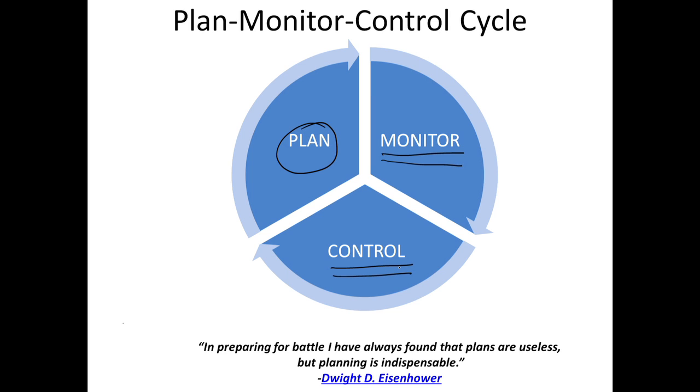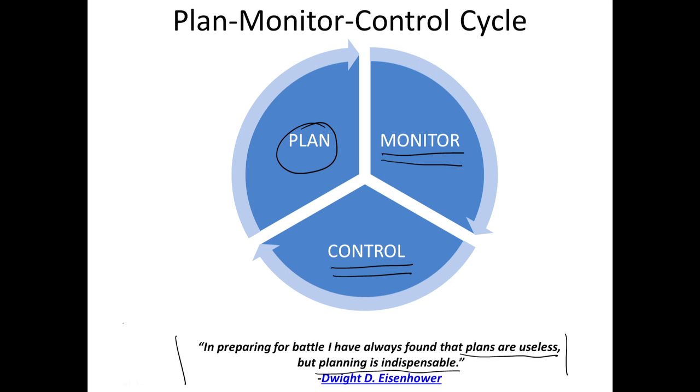We will discuss why. Now when we talk about plan, monitoring and control, or even planning specifically, there is this quotation which I think is very interesting. It's by Eisenhower, and he says, in preparing for battle I have always found that plans are useless, okay, but planning is indispensable. Now give it some thought. What does this mean? He says plans are useless but planning is indispensable.